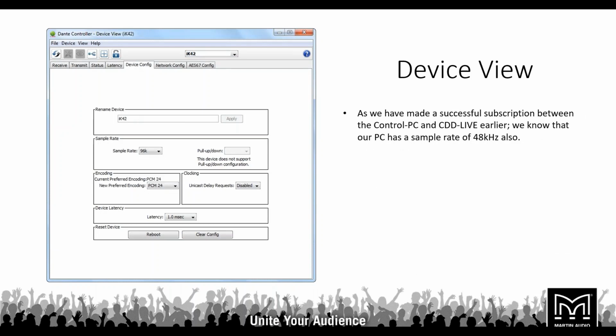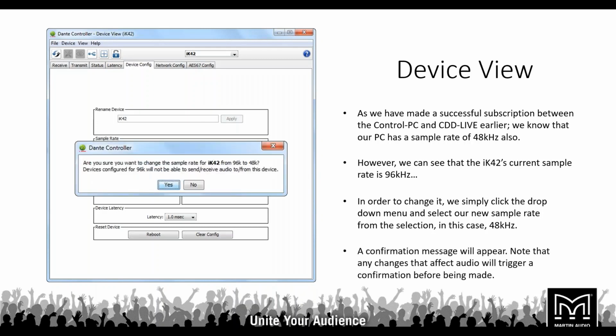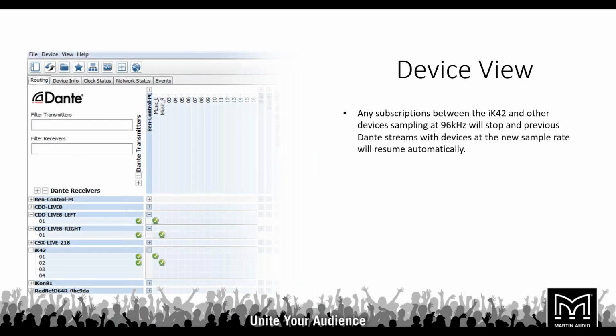So going back to the project window earlier, we know that we made a successful subscription between the PC and the CDD-LIVE. So we know that the PC has a sample rate of 48K also. However, here in this window, we can see the IK42's sample rate is 96K. In order to change this, we simply open the drop-down menu, select our new sample rate from the selection, in this case 48K. We'll get a confirmation message. And now back in the main project window, we can see that the subscription is now completed and audio will resume.